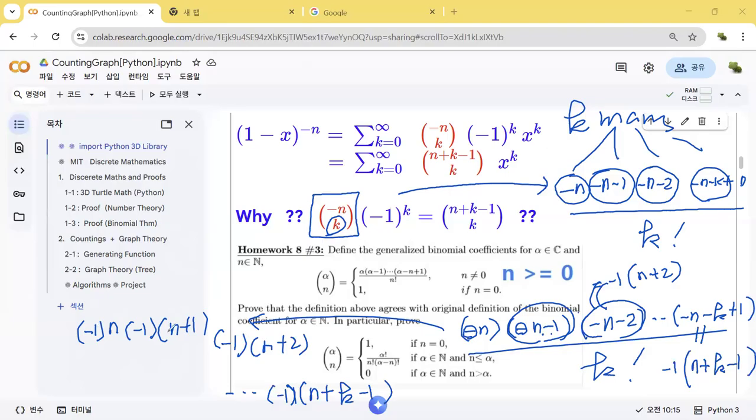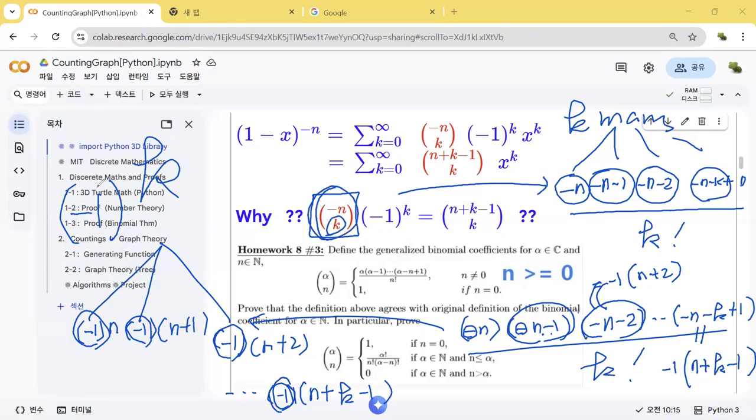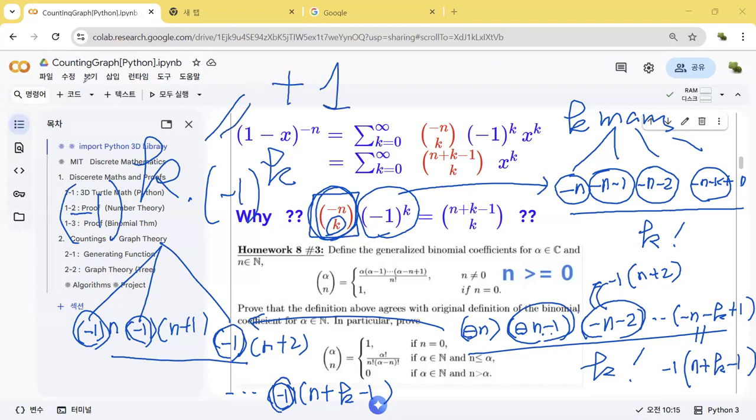Then how many minus 1s are there? The number of minus signs is, there are k many minus 1 signs there. Okay, then from here, you get minus 1 to the k's power, and the remainder is this one. And there is another minus 1 to the k. So the minus 1 to the k's power times minus 1 to the k's power is, what is this? This is plus, okay? Because this is minus 1 to the 2k. 2k is an even number.